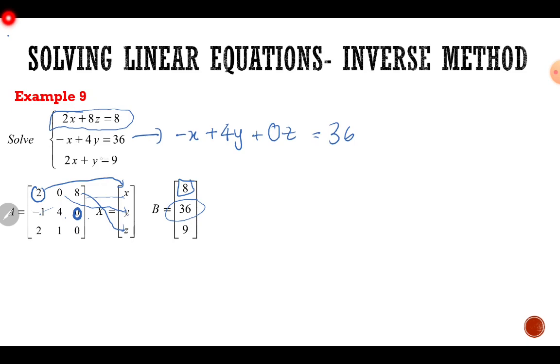And the last equation is the same as well. We do not have z. So we have 2, 1, 0. 2 corresponds to 2x. 1 is for 1y here. So 2 times x, 1 times y, 0 times z equals 9. Okay, so I hope everyone is clear about how we actually get this matrix A.